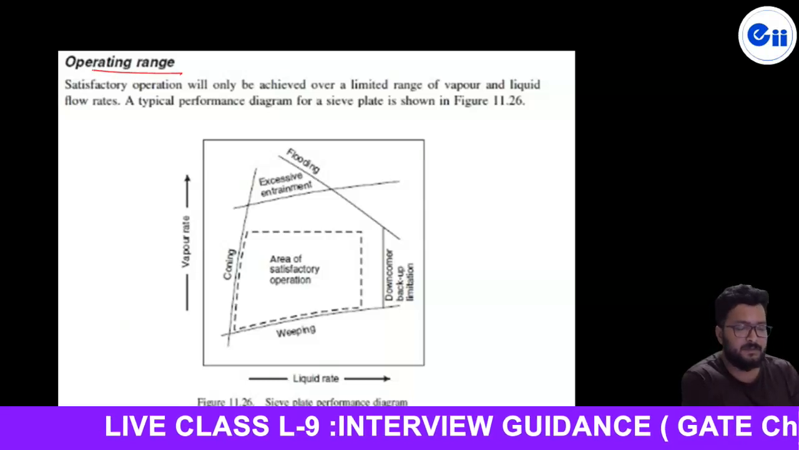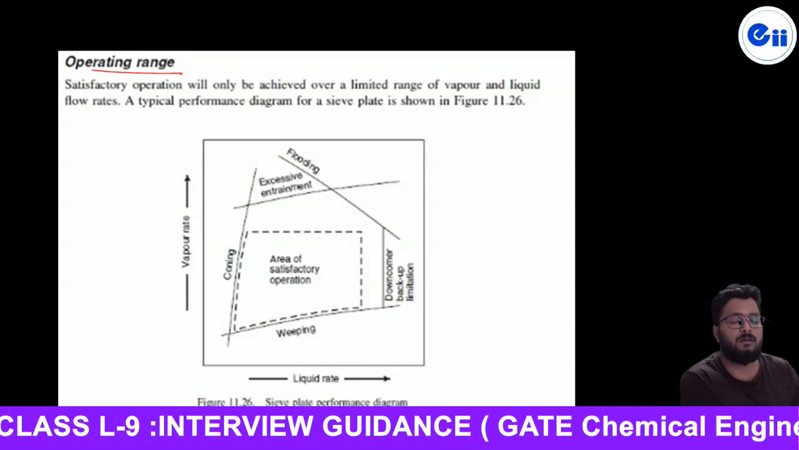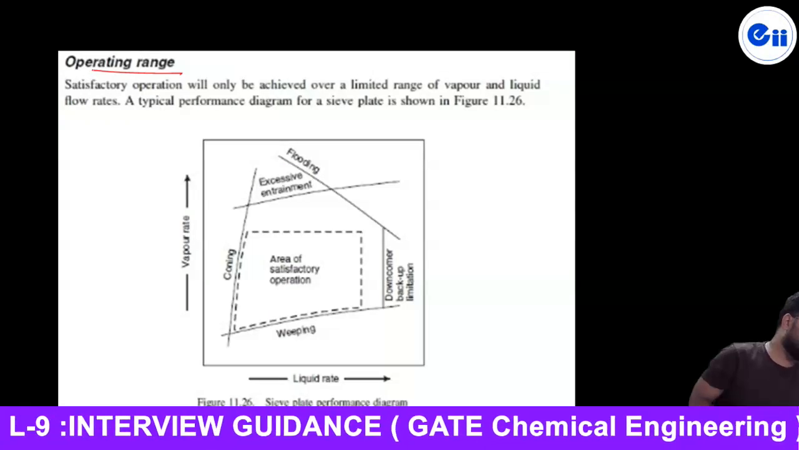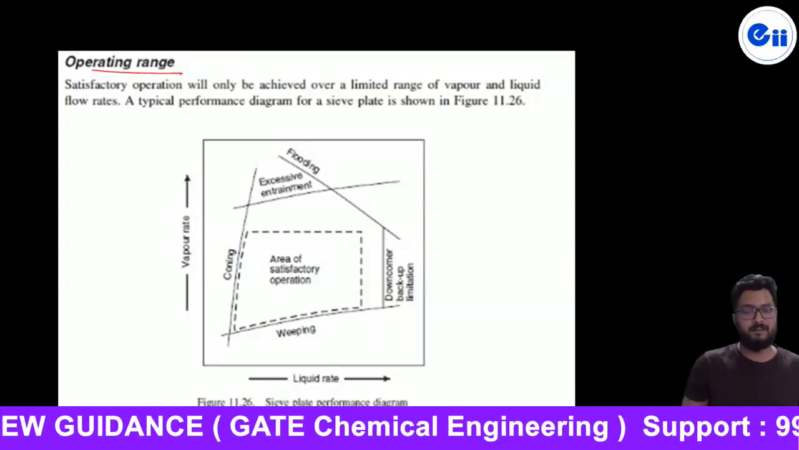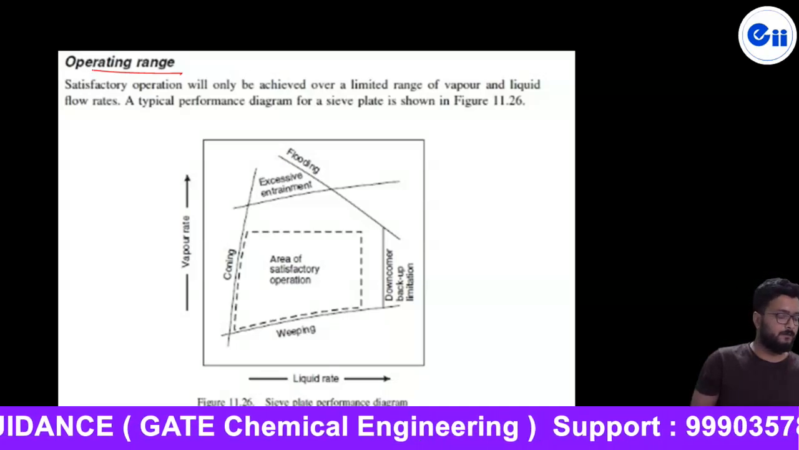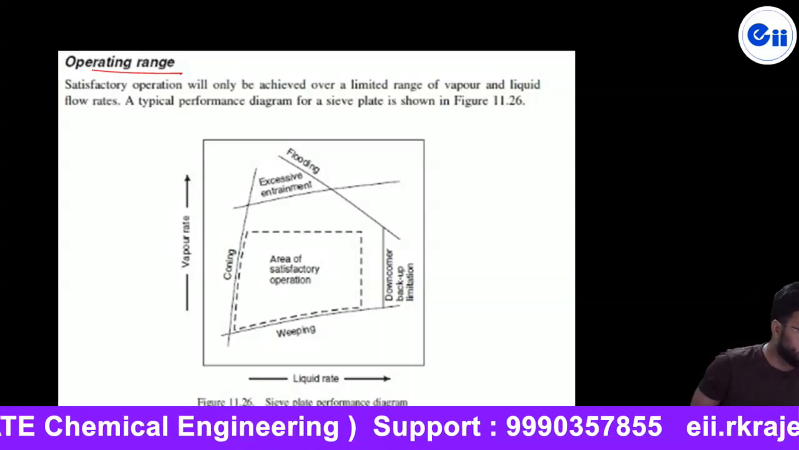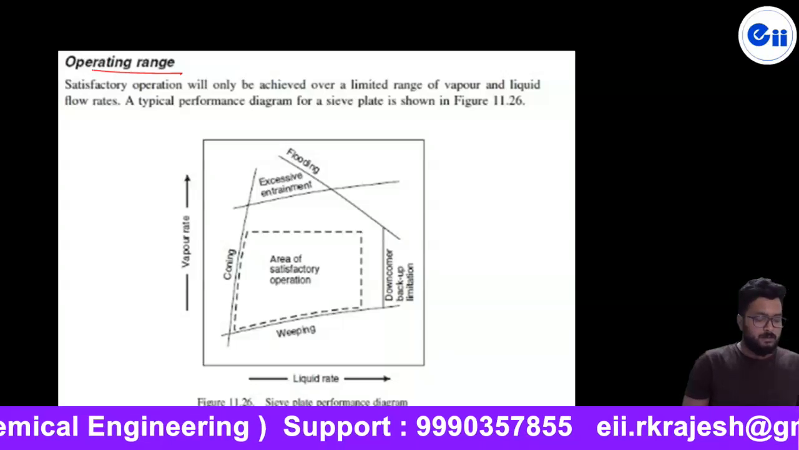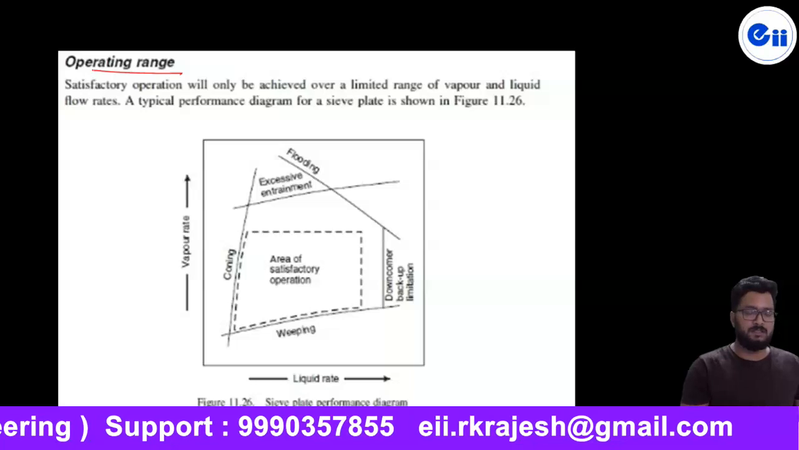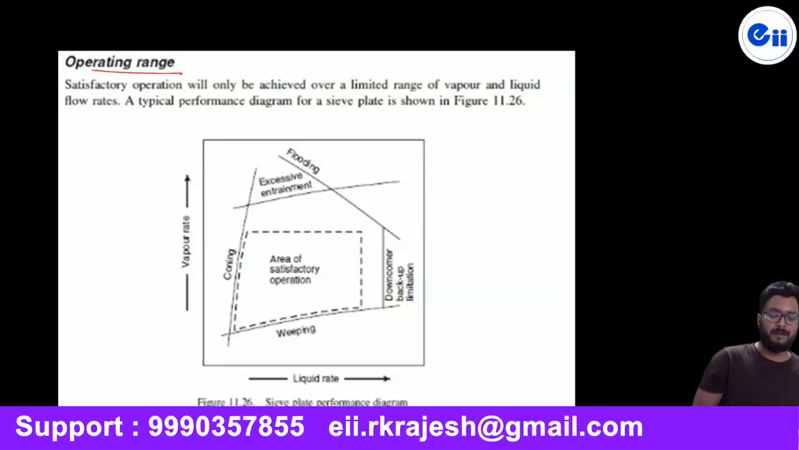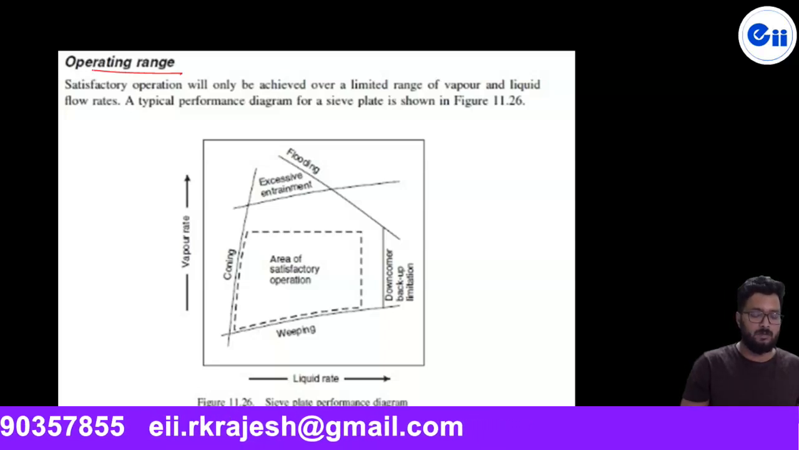It is the operating range, as I told you in the previous lectures, that we are not able to operate our column either at a very high velocity of the vapor or at a very low velocity of vapor, and the same is true for the liquid as well. And that is the reason we are going to see on the screen that is your operating range or satisfactory range for the operation.